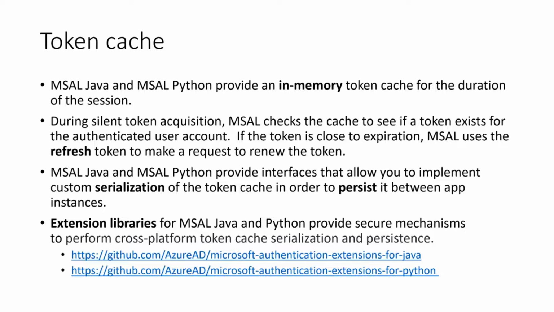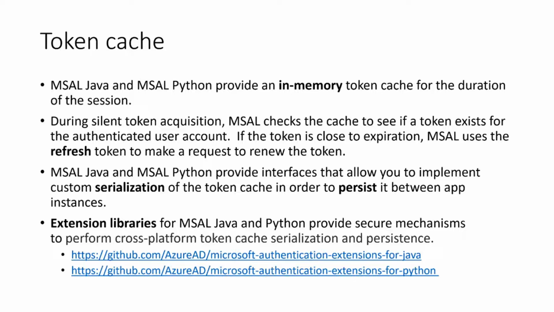It also maps the token cache by the user's account. If there is no token available, it will throw a failure. But if there is a token, but it's close to expiration, it does a refresh of the token and makes a request to renew the token. Out of the box, the token cache in MSAL does not provide serialization and a persistent token cache.